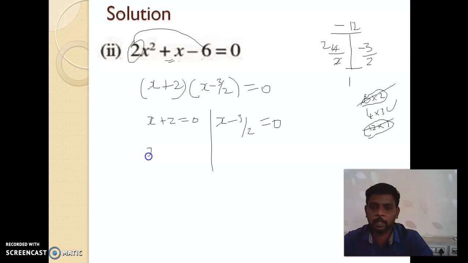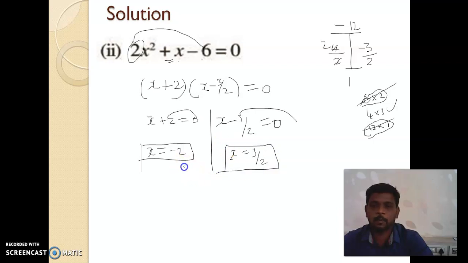So what happened here now? x, transposing to that side, will become minus 2. So that is one of the roots of this equation. And here, transposing minus 3/2 to that side, it will become x = plus 3/2. Right? So these are the two zeros of the given quadratic equation.